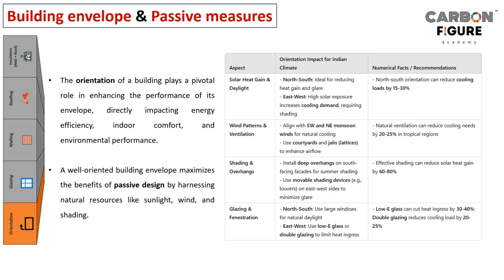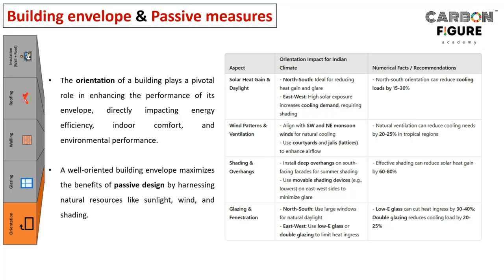So a well-oriented building envelope maximizes the benefits of passive design by harnessing natural resources like sunlight, wind, and shading, right? So what are the different aspects of this orientation? Solar heat gain and daylight.